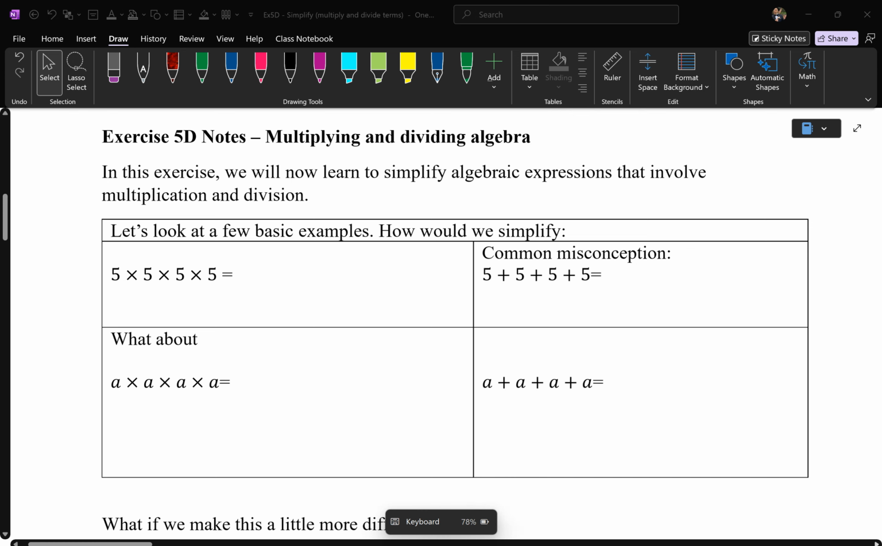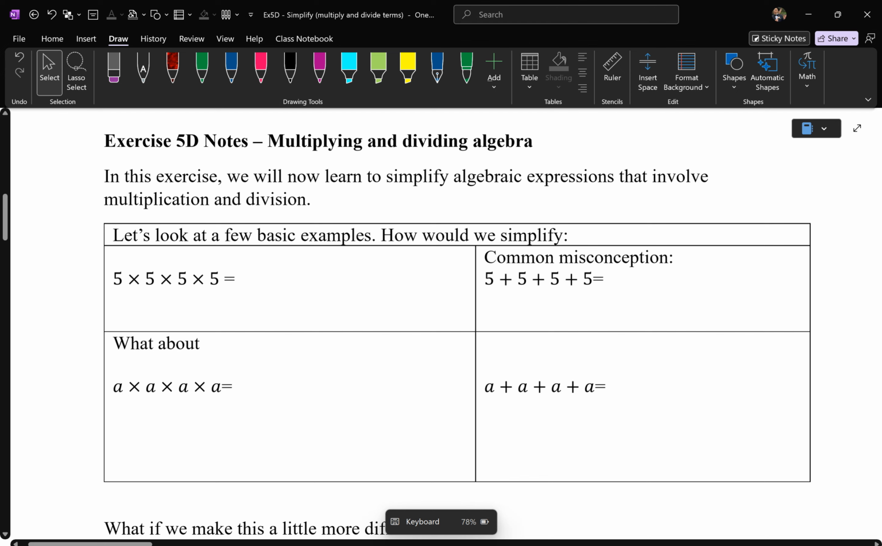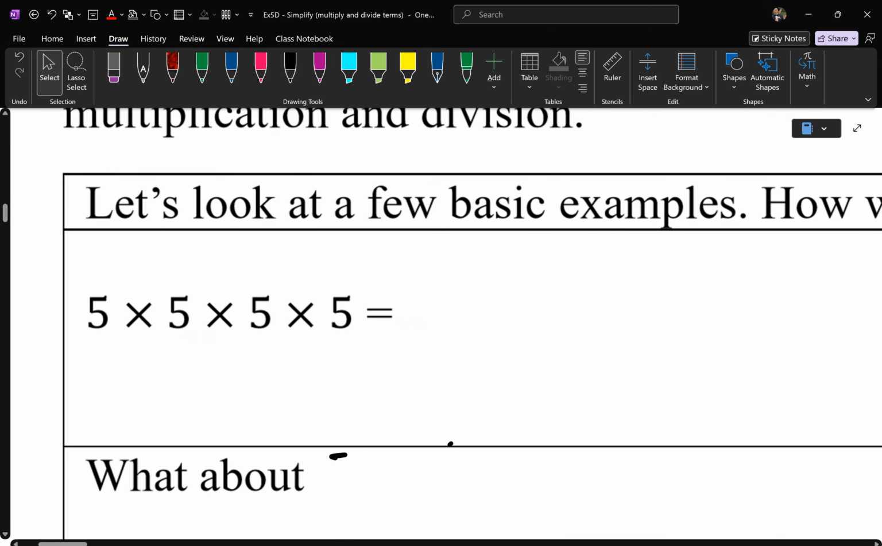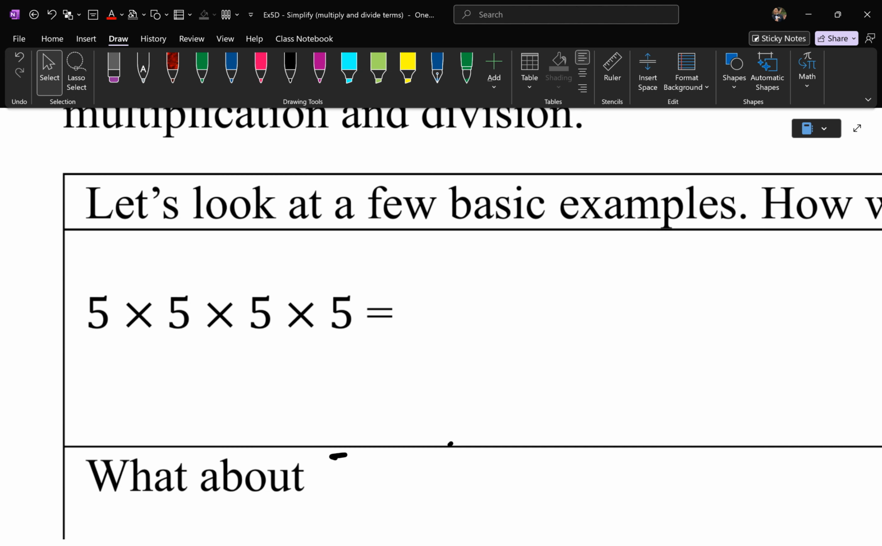Let's recap. With numbers, we've learnt that we are too lazy to do 5 times 5 times 5 times 5. There is a shorter way of writing this using index or indices. What is 5 times 5 times 5 times 5 simplified to? Hands up if you know. Yes, Belinda? 4. Very good. You've got 1, 2, 3, 4 of them. And if you're timesing themselves by 5, so repeated multiplication, we then rewrite it as 5 to the 4.